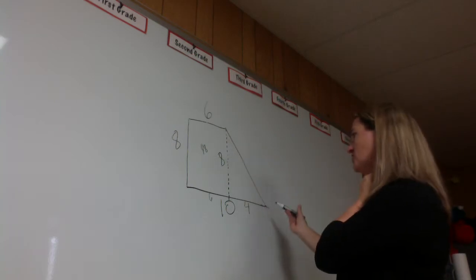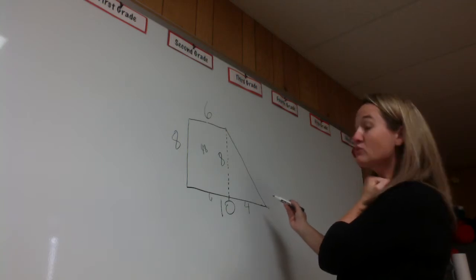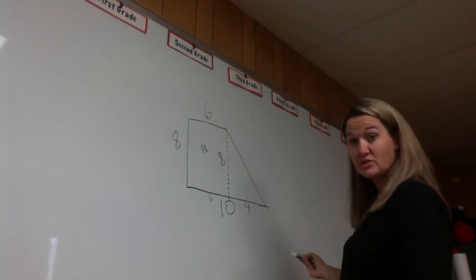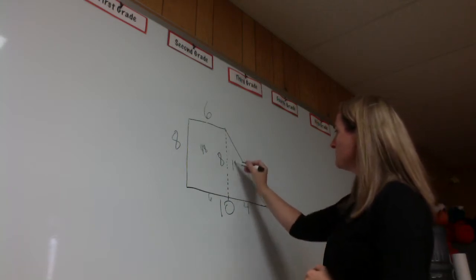Well, that's 32. Now, do I just leave it? No, I'm finding the area of a triangle. So remember, I have to divide it by 2. I have to cut it in half. So 32 divided by 2 is 16.